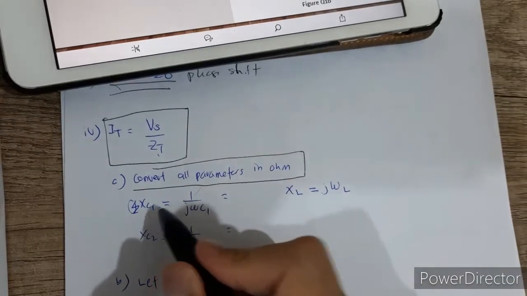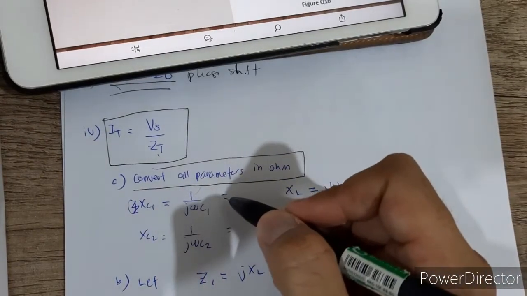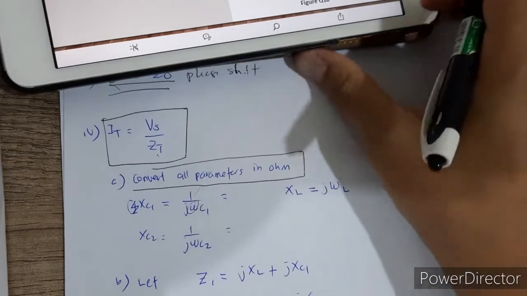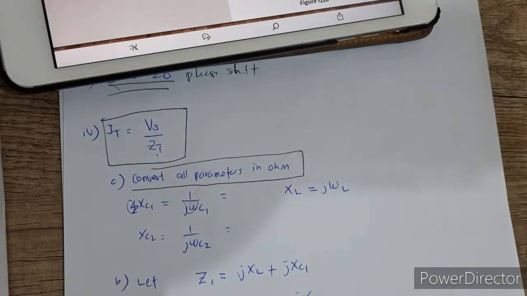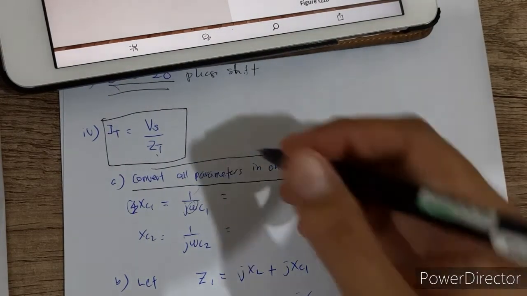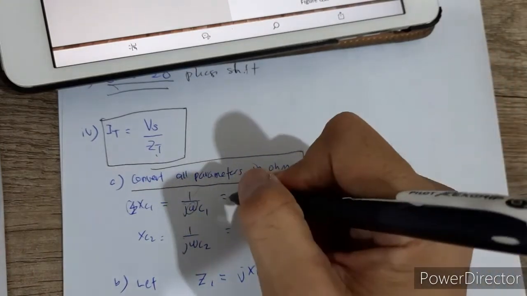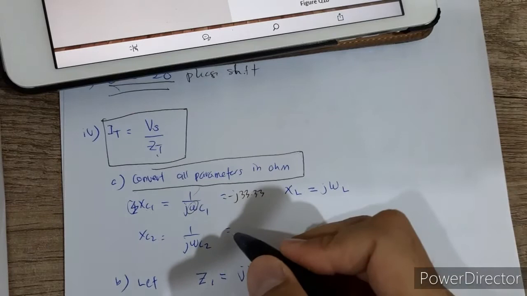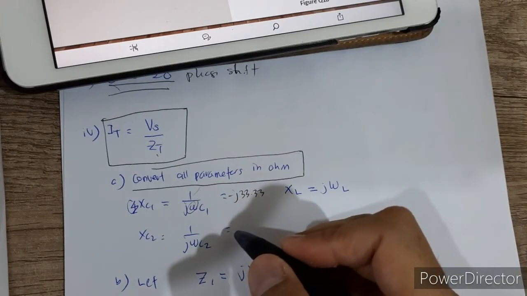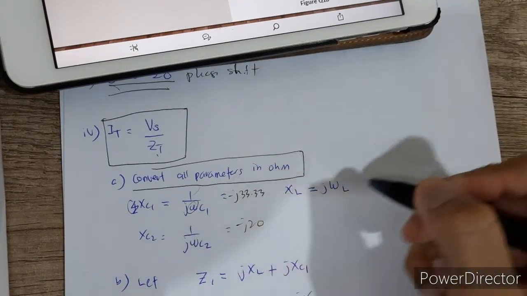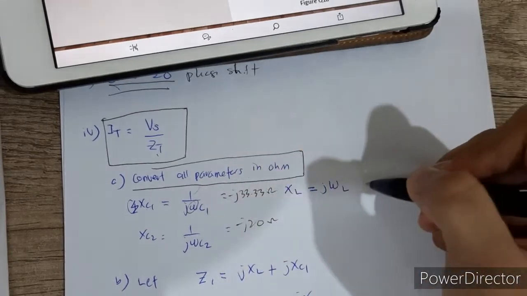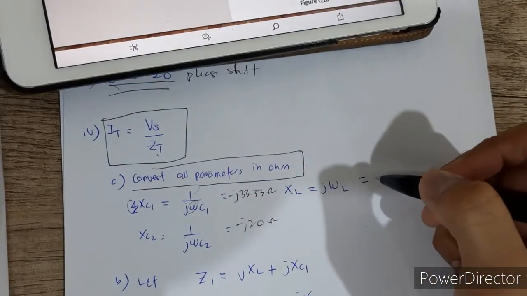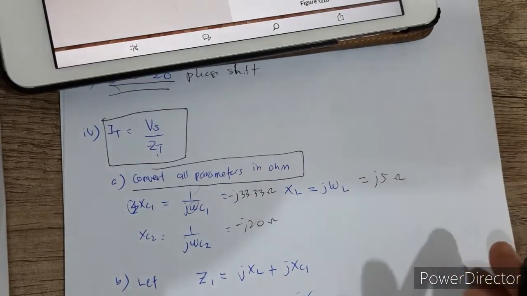Remember XC1 is 1 over j omega C1, so our omega is 1000. So you will get negative j33.33, negative j33.33, and then for XC2, negative j20 ohm. And then XL, j omega L, equals j5 ohm.